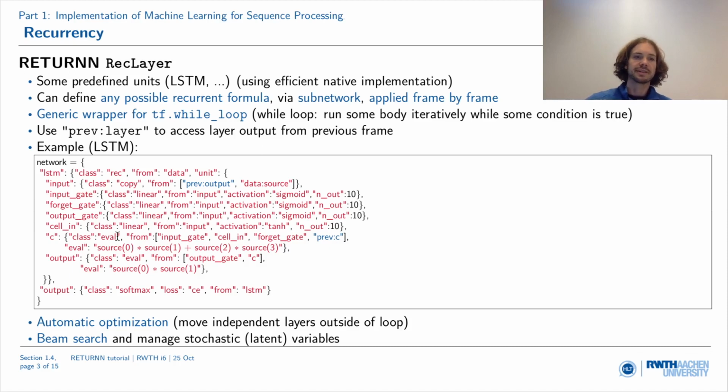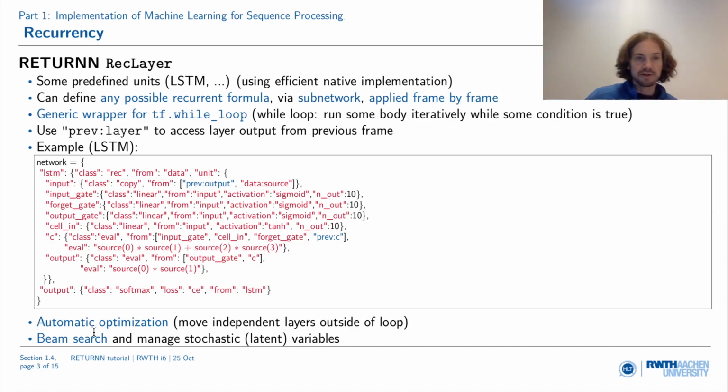In RETURNN, in the subnetwork, it looks like that. This special syntax prev: layer is used to access the output from the previous frame. So this can be used now. Here's an example to define an LSTM in an explicit way. So it's very straightforward, everything here. Here I highlighted the access to the previous frame. So here the input is the previous output concatenated to the data source. And here the previous c is the previous cell state from the previous frame. And it's very straightforward. And this is what we will discuss mostly here.